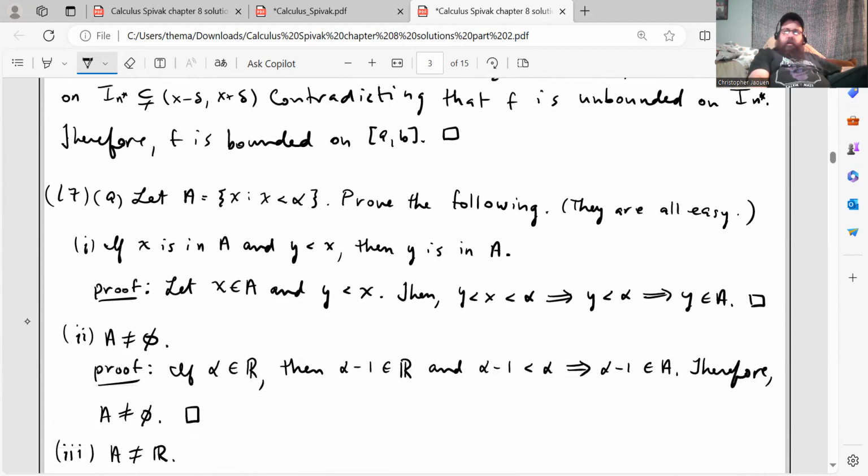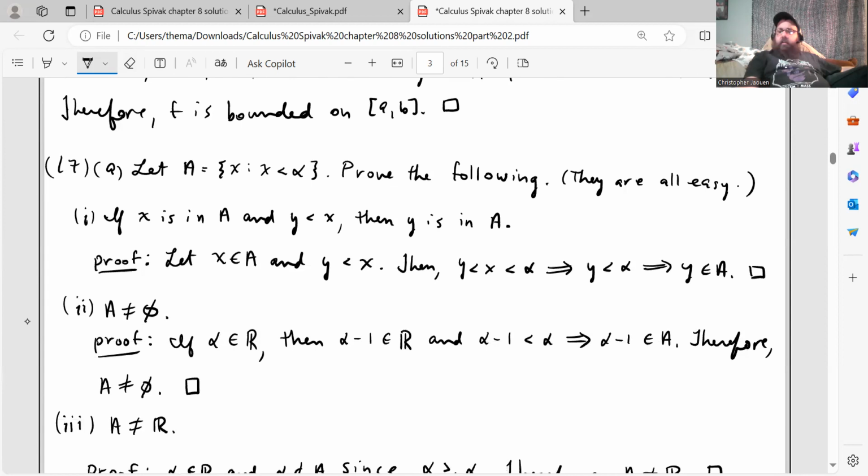Okay, going on to question 17. We're going to use something like this when we get to the Dedekind cuts later on down the line. But let's prove these things right now. So 17 has a few parts. Part A says let A be the set of all x where x is less than some alpha. Prove the following. He says in the problem these are all easy. And they are, but let's do them.